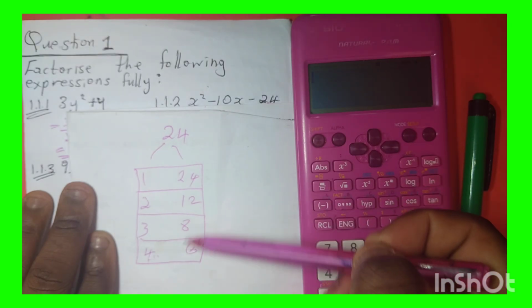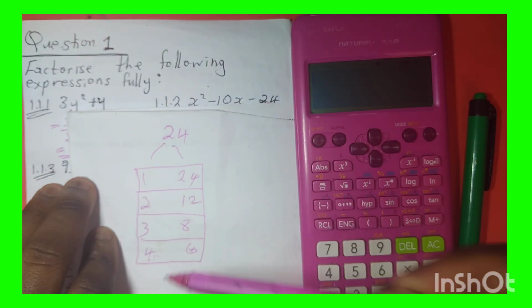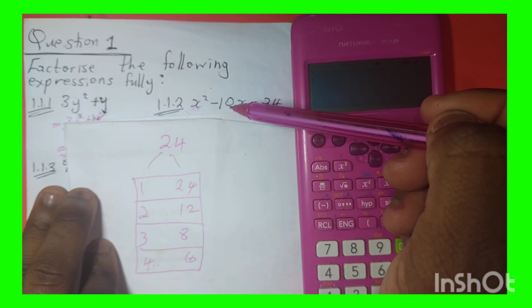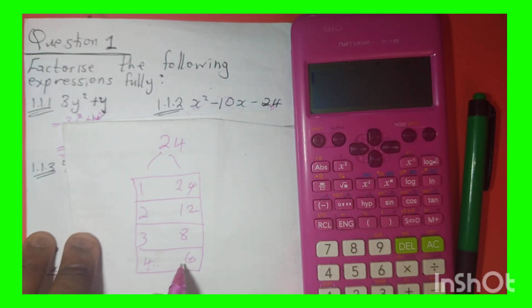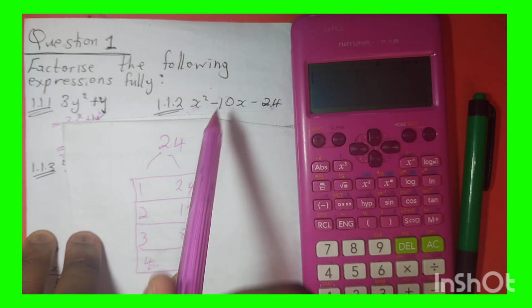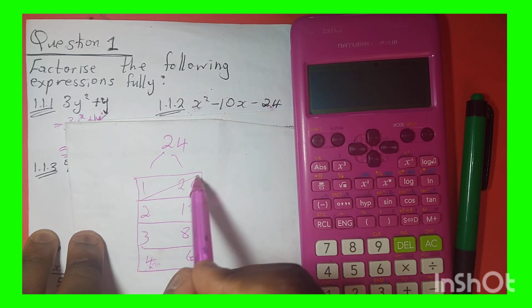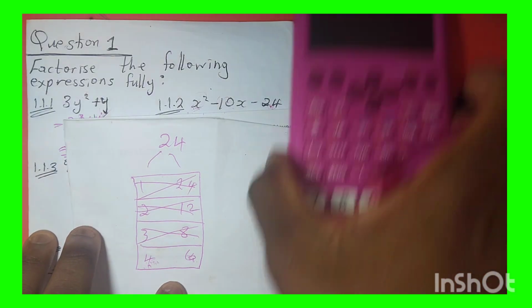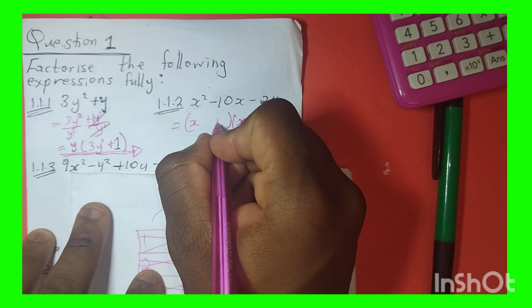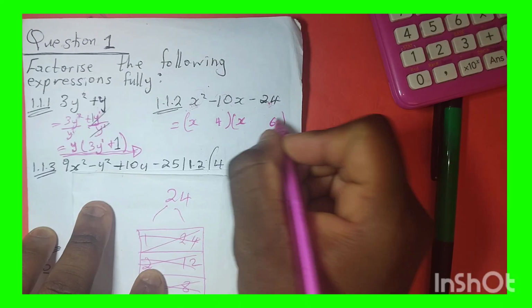Between these 4 pairs of factors, which factors when you add or subtract should give you that middle term there? The only factors there that when you add them give the middle term are 4 and 6. All these others, they can't give you the middle term. So we can take those factors, we put them here, it's 4 and 6.